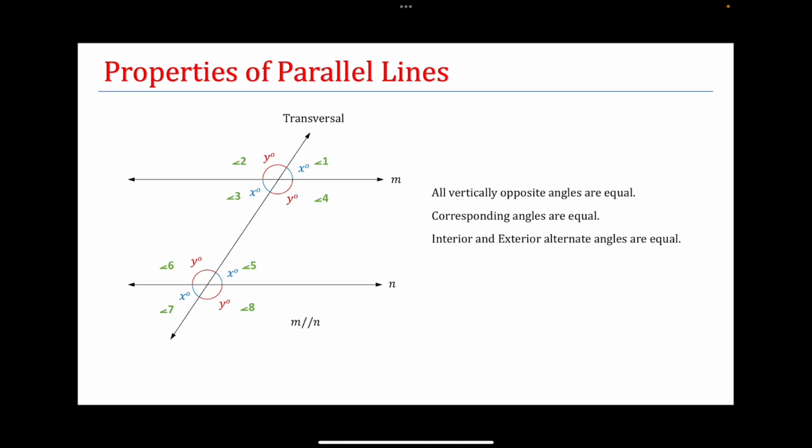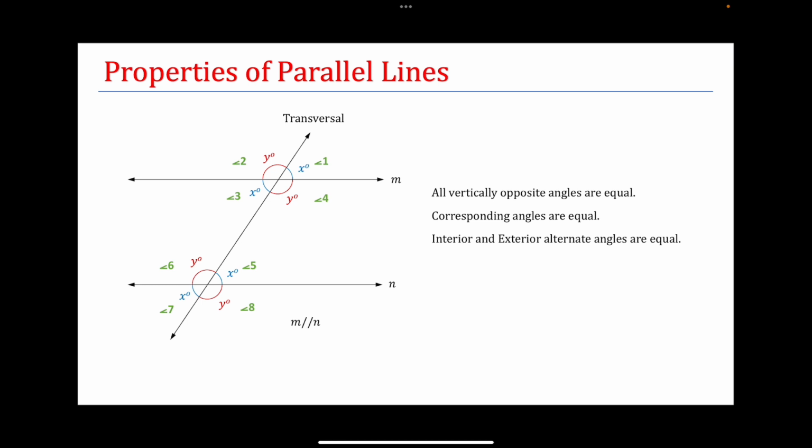And also, interior and exterior alternate angles are equal. Interior angles are the angles in between the parallel lines. So in the figure, angles 3, 4, 5, 6 are in between the parallel lines. They are called interior angles. And angle 1, angle 2, angle 7, angle 8 are outside the parallel lines. They are called exterior angles.